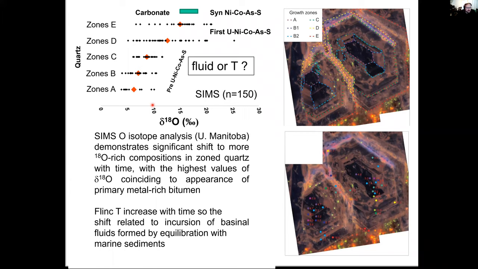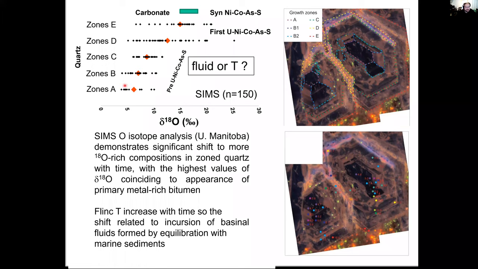The data shown here are from SIMS oxygen isotope analyses done at the University of Manitoba. And this goes back to the same zoned quartz crystals in which we see the bitumen. And as you move from the cores of those crystals into the margins, specifically into this brightly colored blue and pink zone where the bitumens show up with brines coevally, there's an enormous shift in the oxygen isotope composition of the quartz.